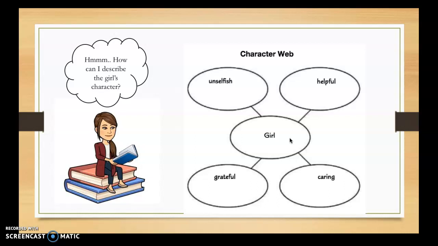I also know that this girl is caring because of the way she treats her mother and her grandmother throughout the story.